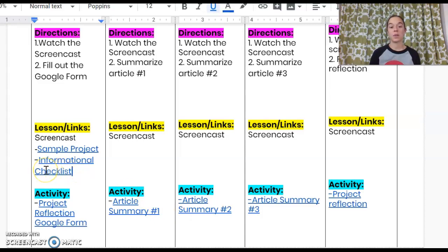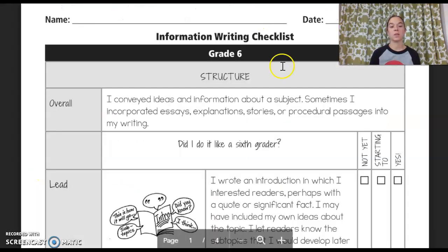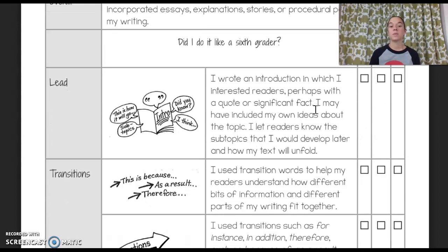I am going to start with your informational checklist. So if I go here, it opens up and looks like this. This is how your project will be scored. So this is a good way to kind of work backwards, knowing your end result. So very similar to what we've done in our writing. We've seen these rubrics before. This one will be for your slides that you make, okay?